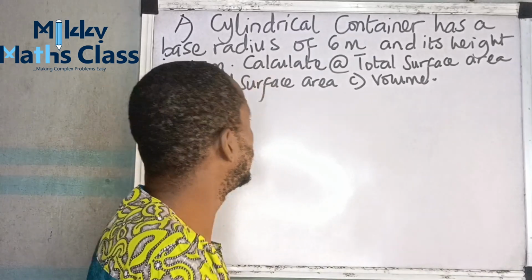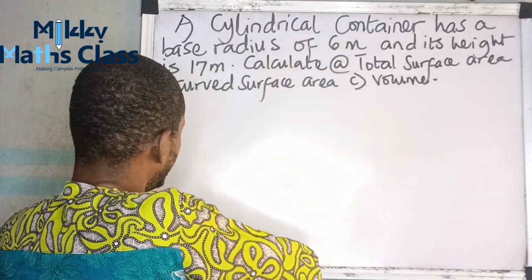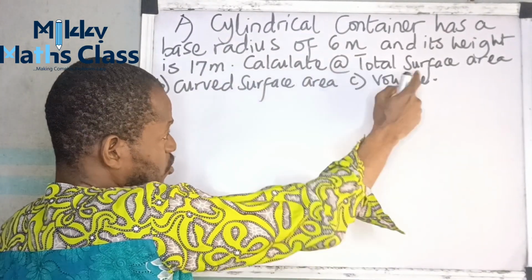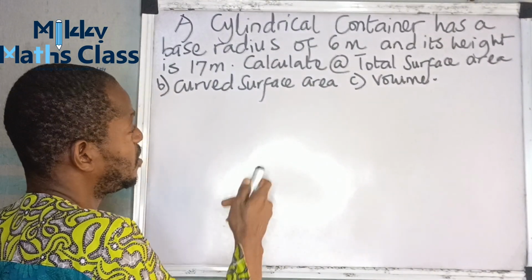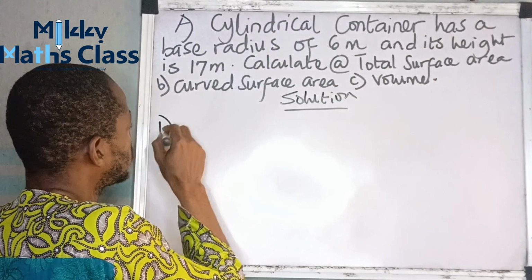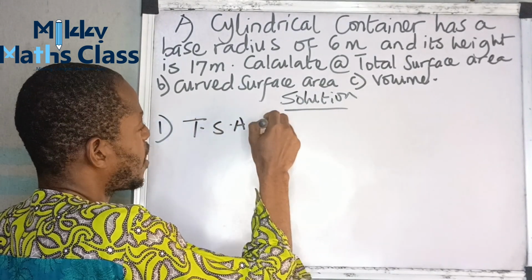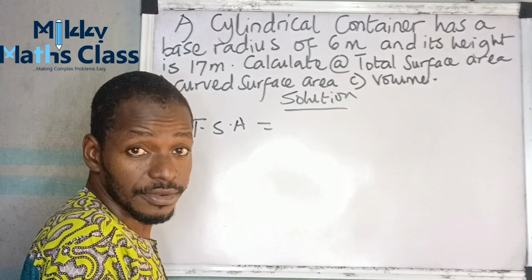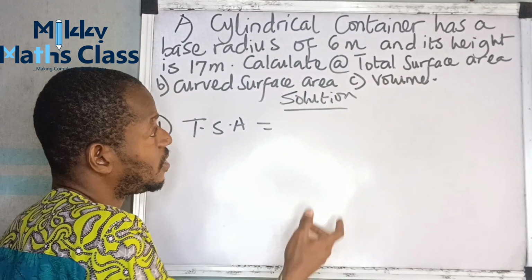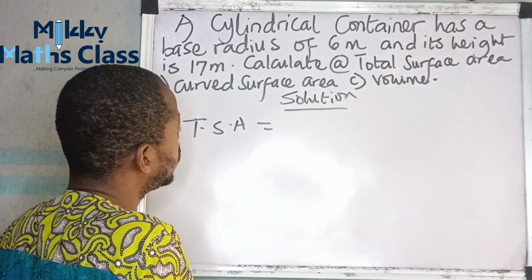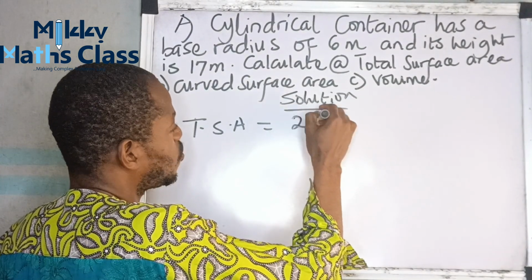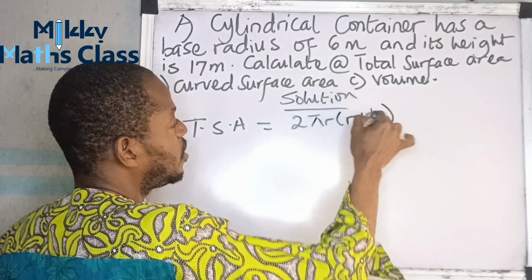Come along. We are given a cylindrical container that has a base radius of 6 meters and its height is 17 meters. Calculate the total surface area of the cylinder and the curved surface area. So the first one, the total surface area of a cylinder, you can have two scenarios here. Sometimes they tell you that both ends are closed or that one end is open. So for the total surface area when both ends are closed, we assume that both ends are closed. So that's 2 pi r into bracket r plus h.